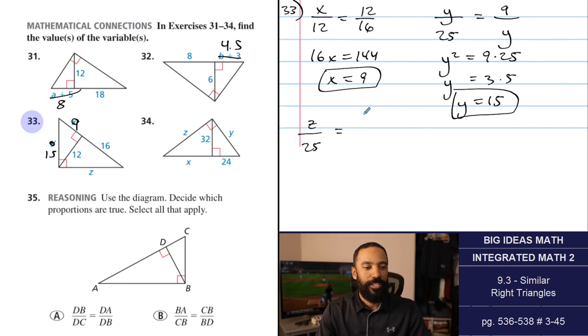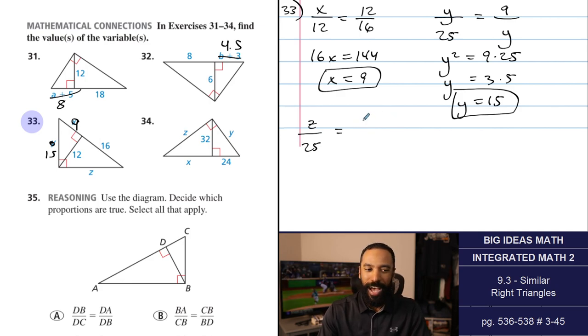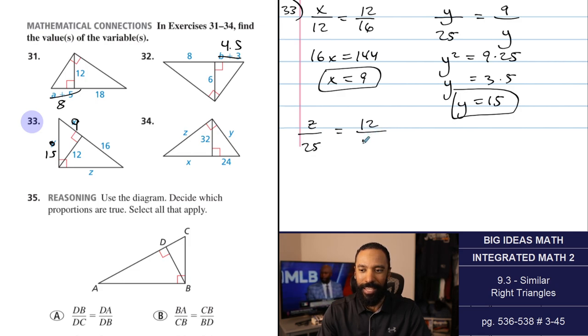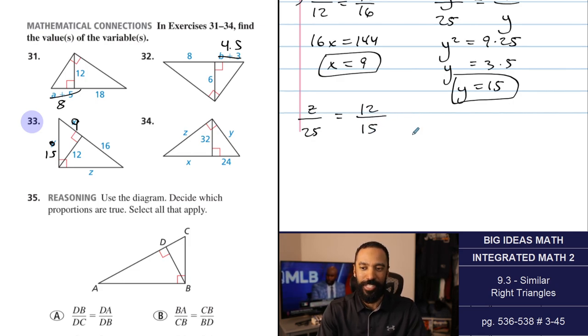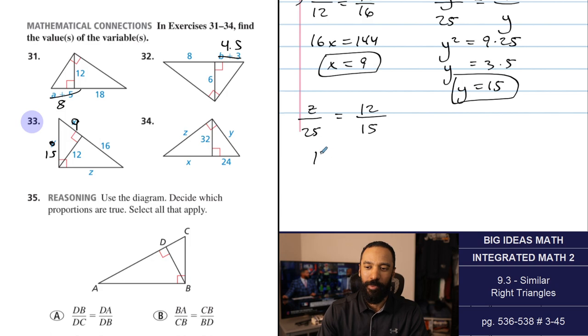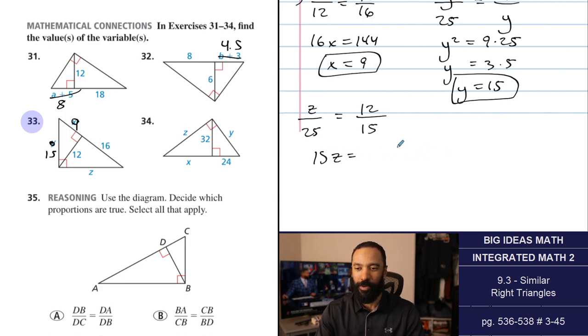Now, can I do this without using Z again? I just use the medium and the big. Let's use the short leg of the medium. Let's use the short leg of the medium, 12, and the short leg of the big, 15. Haha, I didn't have to use Z again. Look at that. Cross multiply and I get 15Z equals, and 25 times 12 is 300. Divide both sides by that and you get Z equals 20.